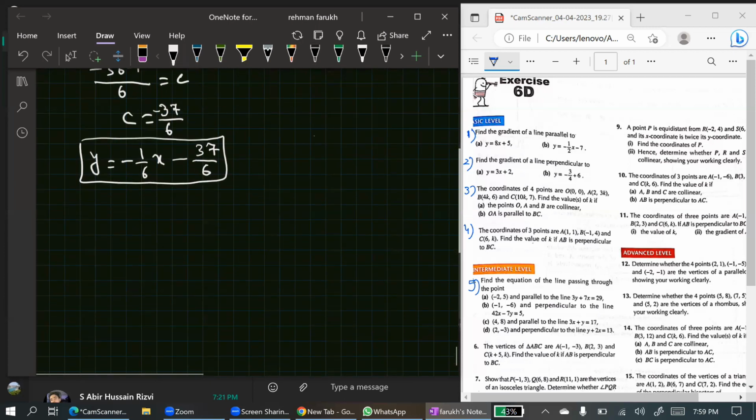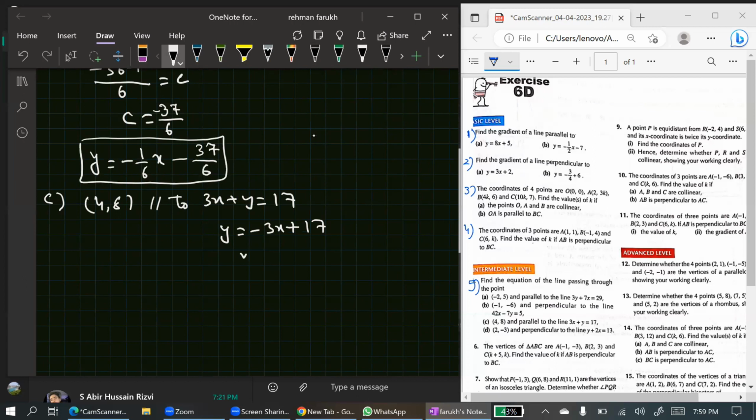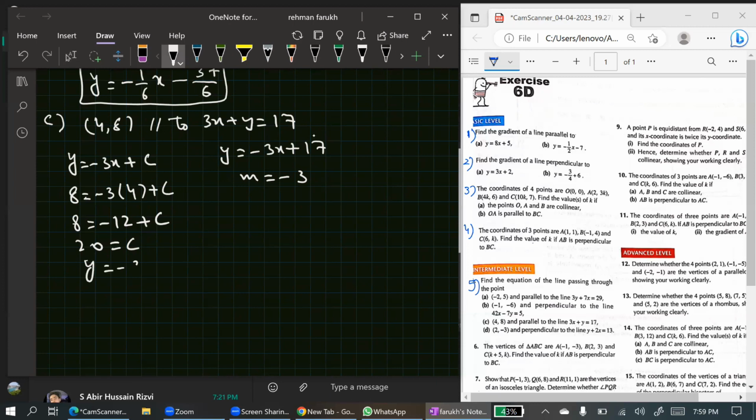Now we will attempt C part. C part is the equation of the line passing through 4, 8 and parallel to 3x plus y is equal to 17. Y is equal to minus 3x plus 17. M is equal to minus 3. Lines are parallel, so the gradients are same. Y is equal to minus 3x plus c. 8 is equal to minus 3 into 4 plus c. 8 is equal to minus 12 plus c. 20 is equal to c. Y is equal to minus 3x plus 20 is the equation of the line.